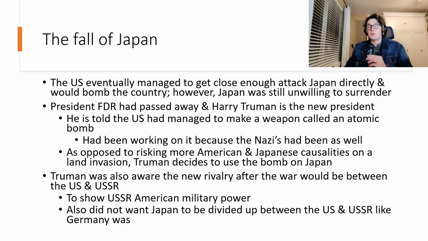They need to show the USSR that American military power. There's multiple reasons for the dropping of the bomb: end the war quickly, show Russia how powerful we are, and get Japan to finally surrender, because they are not willing to surrender.